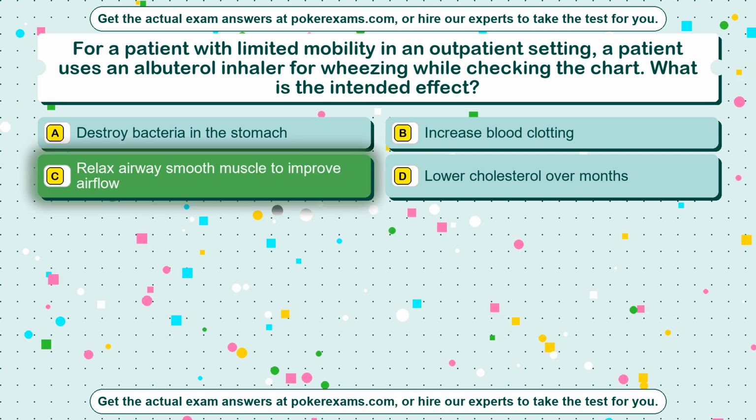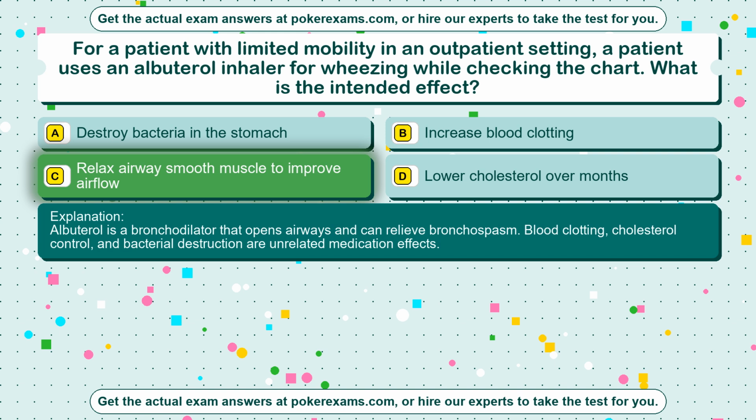The correct answer is option C. Relax airway smooth muscle to improve airflow. Albuterol is a bronchodilator that opens airways and can relieve bronchospasm. Blood clotting, cholesterol control, and bacterial destruction are unrelated medication effects.